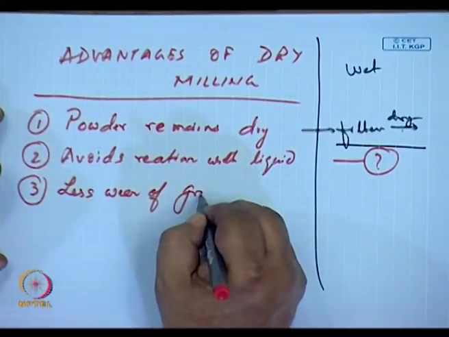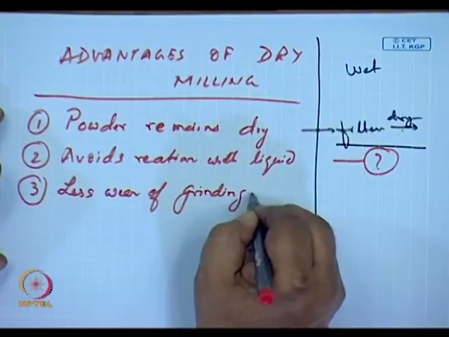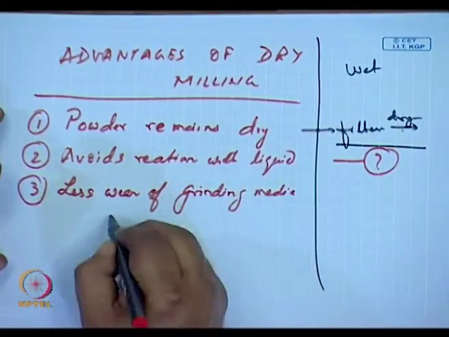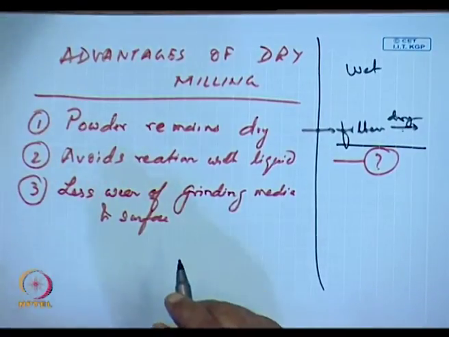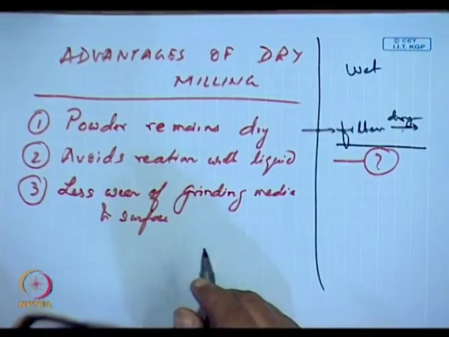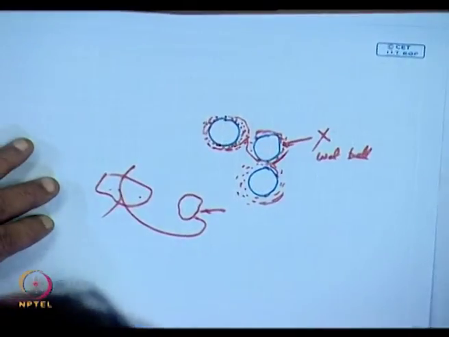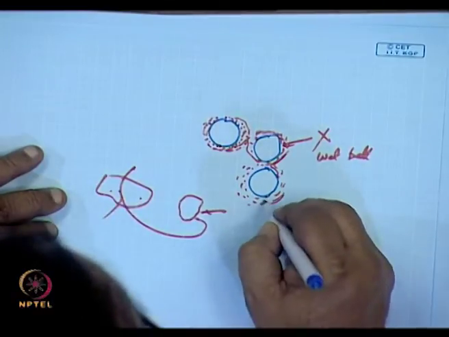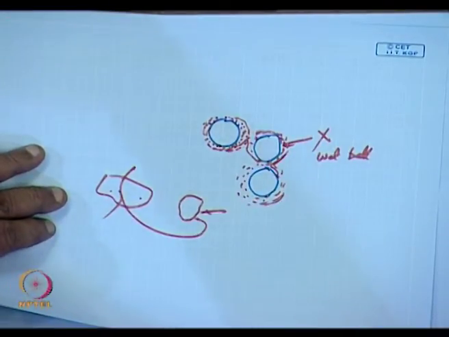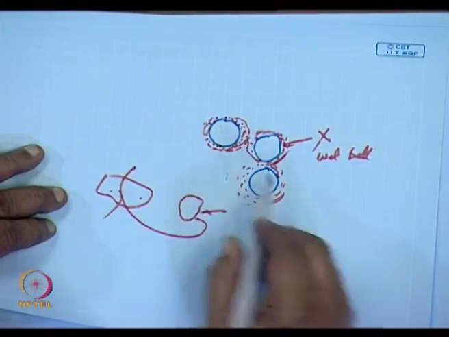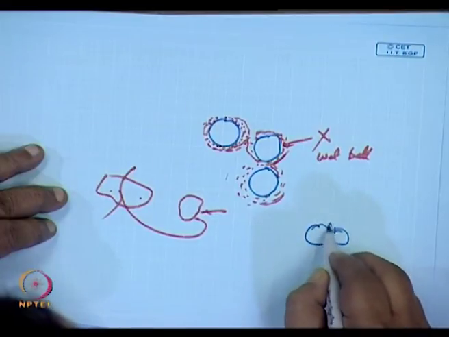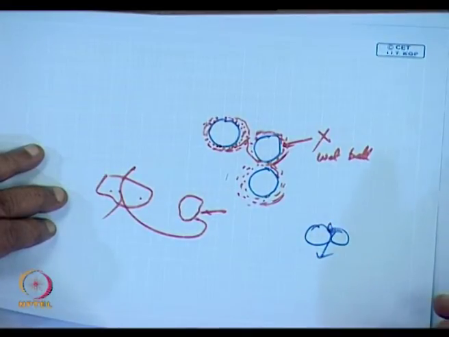The third aspect, which is very interesting, is less wear of grinding media and surface. You see, while talking of dry ball milling, I said that here's a problem: the powders tend to stick to the surface of the balls, reducing ball milling efficiency. Whereas if it was wet ball milling, this would not have happened. The liquid slurry would go through and crush it.